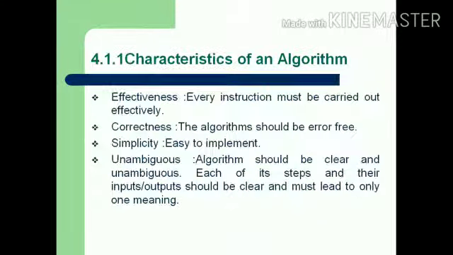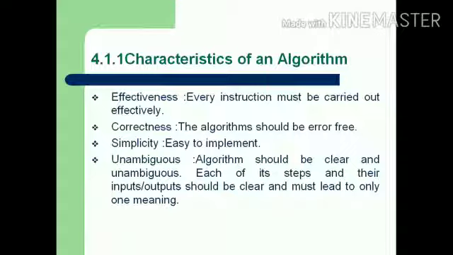Okay. Next characteristic is effectiveness. Every instruction in the algorithm should be effective, should give some result to the overall operation. Number 2, correctness. Algorithm should be error free. Whatever instructions we give in the algorithm should be free from all errors or bugs. Number 3, simplicity. Algorithm should be simple. A complex algorithm creates more complexity. So whatever procedure we define in the algorithmic strategy should be simple.